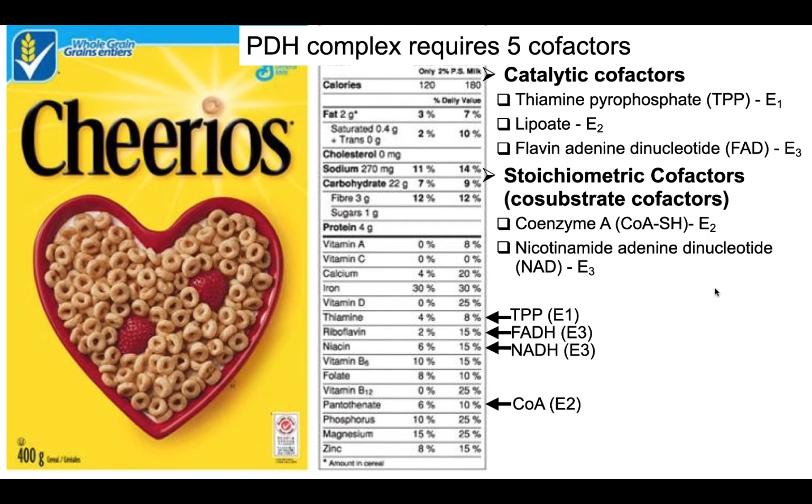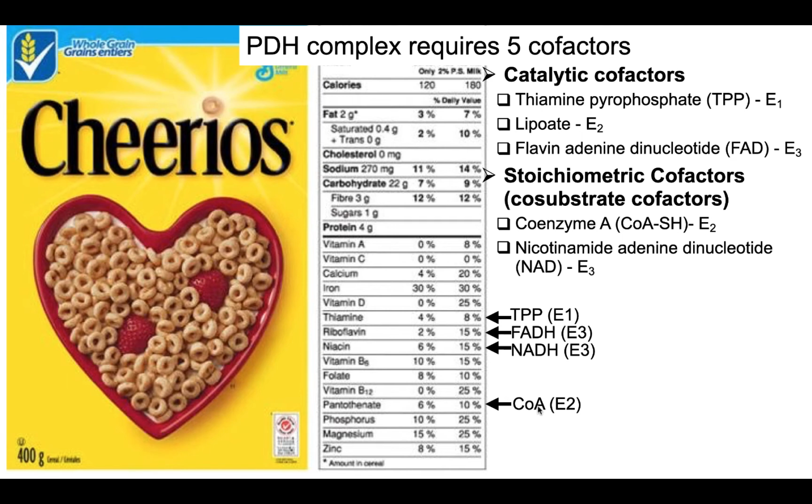Now what's interesting is that each one of these cofactors is a vitamin or a mineral that you would get through your diet. In fact, many breakfast cereals are fortified with these. So here's your thiamine, that's TPP. Here's your riboflavin, that's the component necessary to make FADH. Niacin, necessary to make NADH. Pantothenate, that's necessary to make coenzyme A.